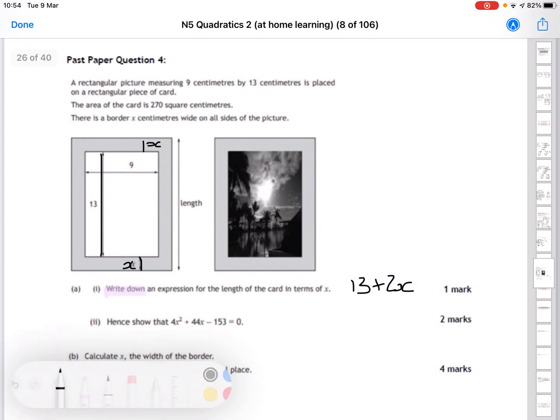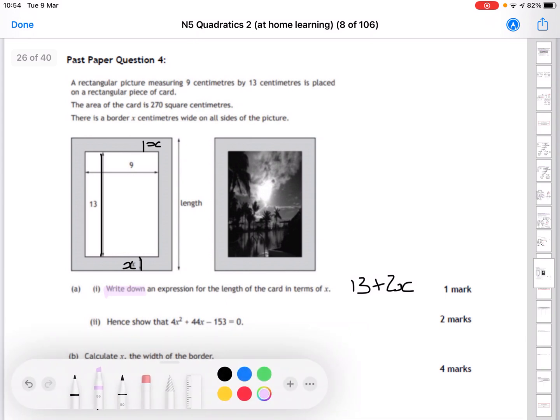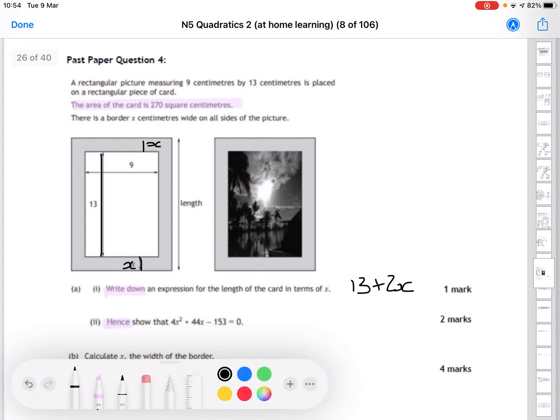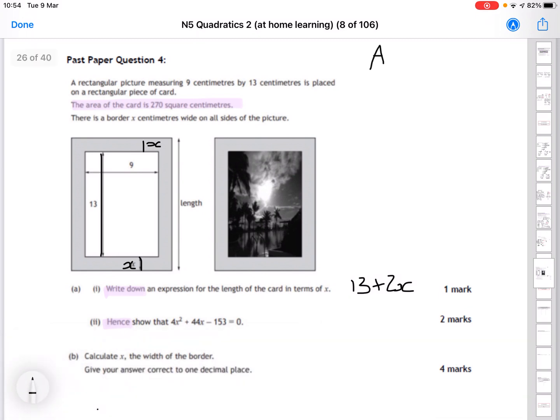It says hence, that means using what you just did in the last part of the question. So we're going to have to use this length. What else have we been told in the question? Well, we have our length, we have our width, and we're also told up here that the area is 270 centimetres squared. So we have all the information we need to set up an area calculation. Area equals length times breadth of a rectangle. Our area is 270. Our length we just wrote out as 13 plus 2x.